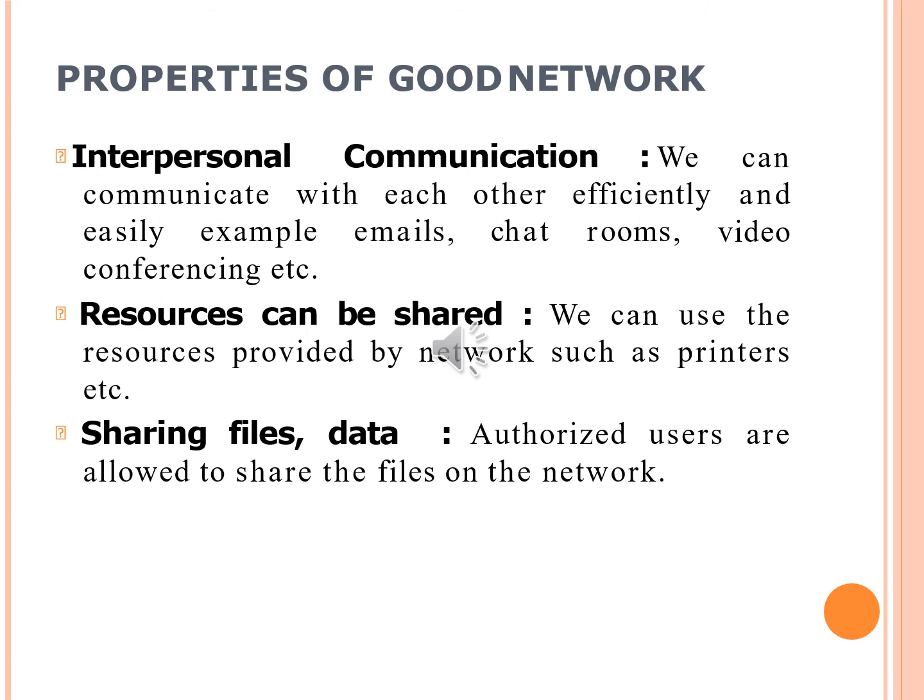A very important thing is which network should I buy or which network should I use, right? The properties of a good network: the very first thing is interpersonal communication. Resources must be shared easily, and data and files can be shared easily. These are the three key terminologies required for a smooth or faster network. Interpersonal communication means we can communicate with each other efficiently and easily. Examples are email, chat rooms, video conferencing, etc.